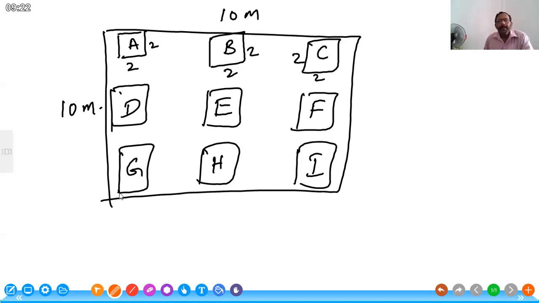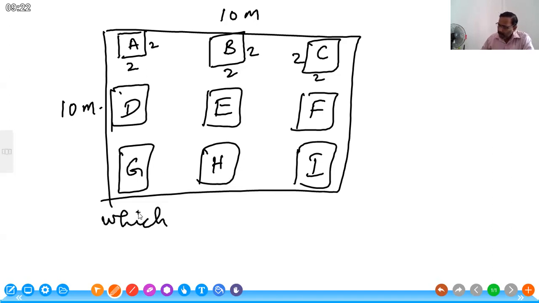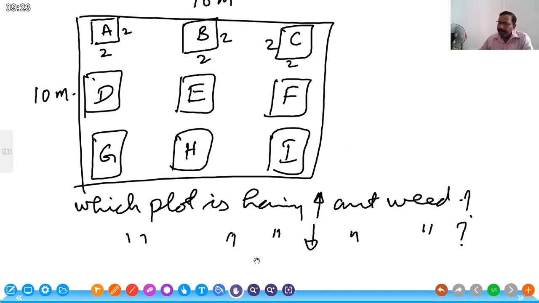Now, my question is, which plot is having a high amount of weeds, or which plot is having a low amount of weeds? Can somebody answer this question? Subraj, tell me. I'm just talking about the concept.